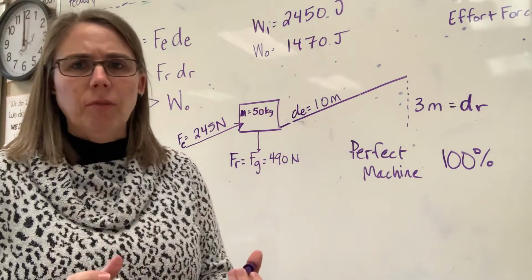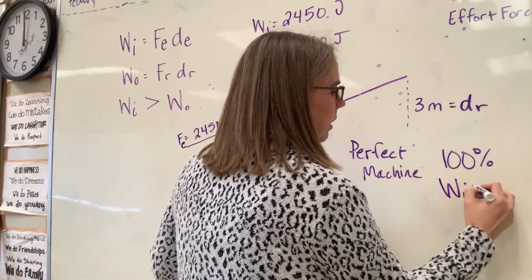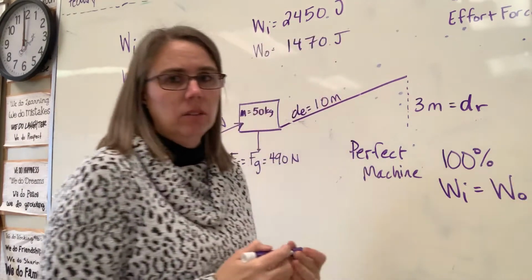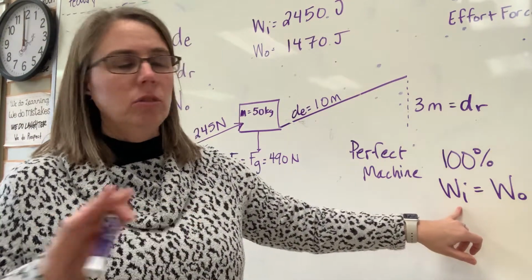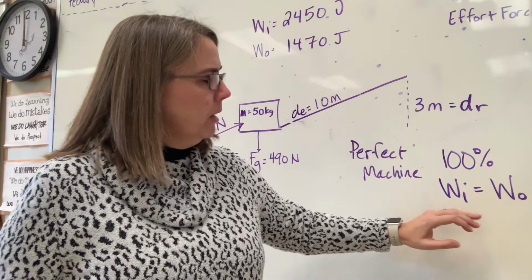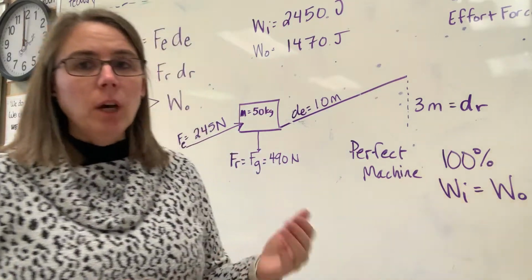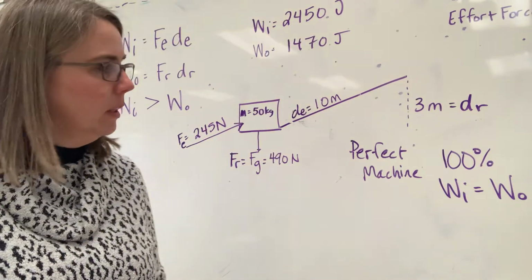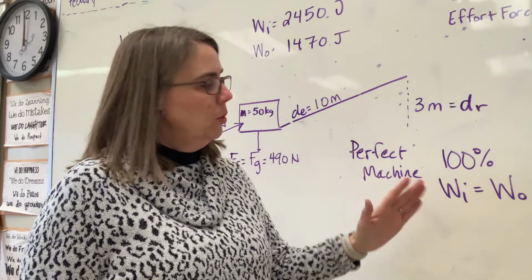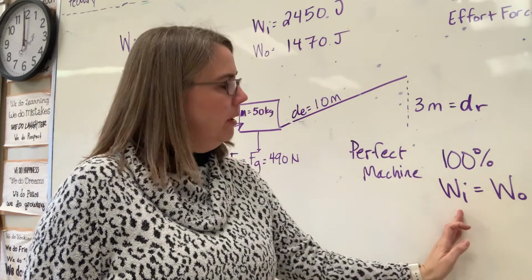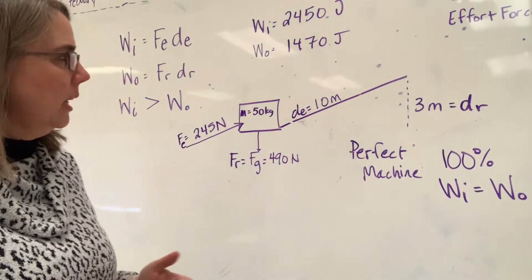If the machine was perfect, if it was 100% efficient, that would mean the input work and the output work would be exactly the same. Whatever I put into the machine, I didn't lose any work due to friction. I didn't lose any work due to heat loss or anything like that. So these two would be equal. The input work would be equal to the output work. We know there are no perfect machines. There is nothing that's 100% efficient. But what we can do is use the amount of input work we have and the amount of output work that we have to decide how efficient our machine is.